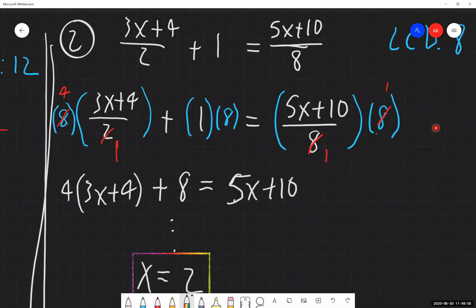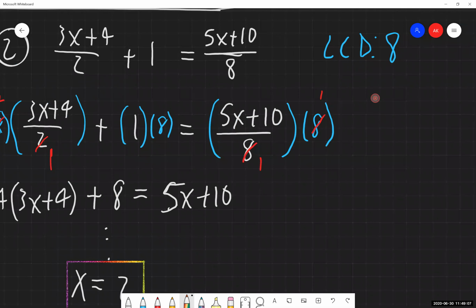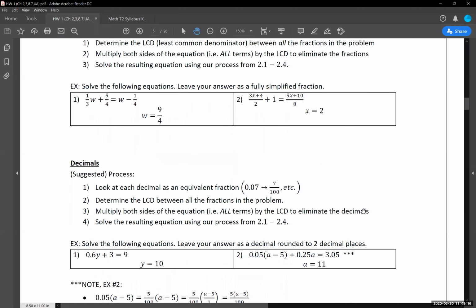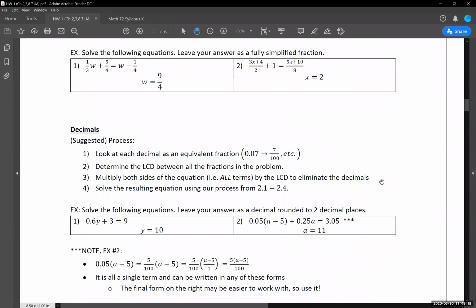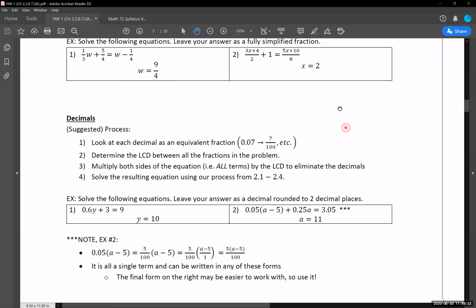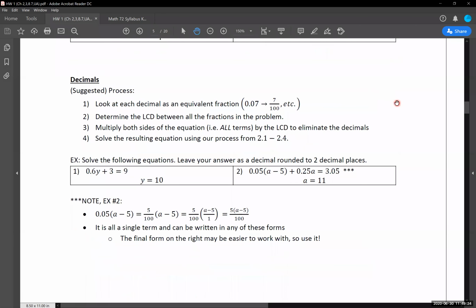Now I'm going to jump us back to our notes that we have here to go through the decimal side of this thing. So as we are going through these, we are working with decimals instead. Again, this is the suggested process that I recommend for you guys.